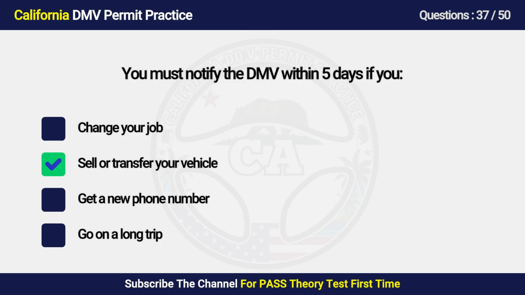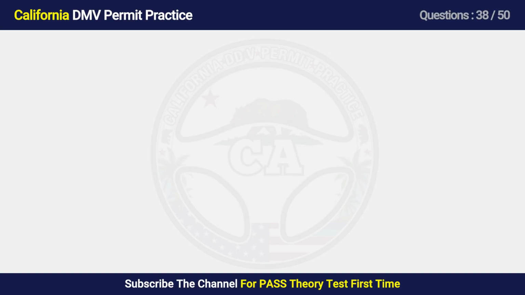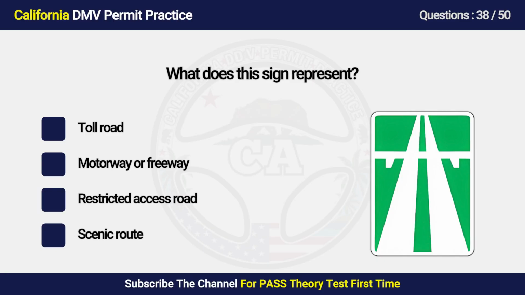Answer is B. Sell or transfer your vehicle. In California, you must notify the DMV within 5 days if you sell or transfer your vehicle to ensure proper record keeping and liability transfer. Question 38. What does this sign represent?